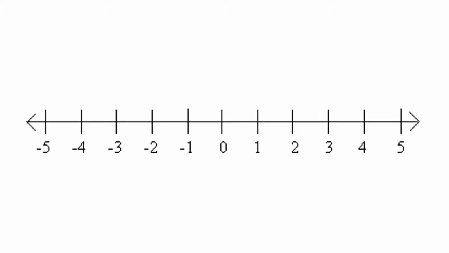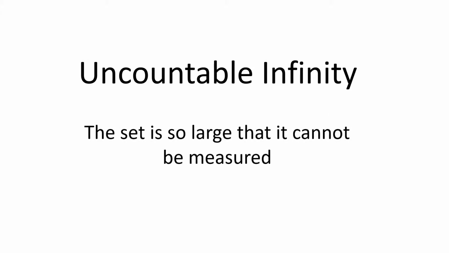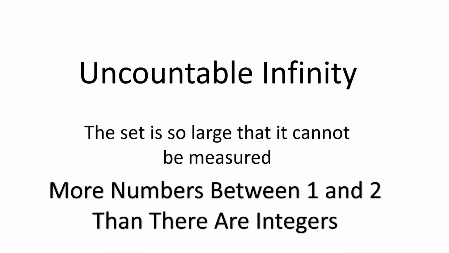How about we go in between two integers, such as maybe 1 and 2, and try counting the numbers between them. You would start with 1, then, well, what then? You could go to 1.00000 and go on for infinity until you would end with 001. This would be an example of uncountable infinity, where the set is so large that it can't be measured. This means that there are more numbers between 1 and 2 than there are integers.